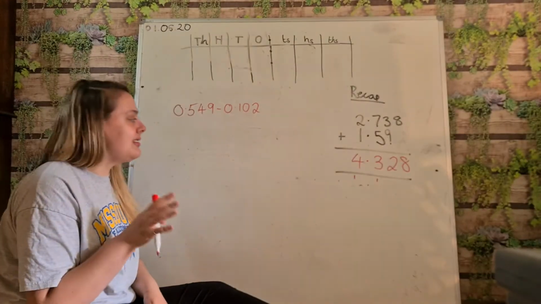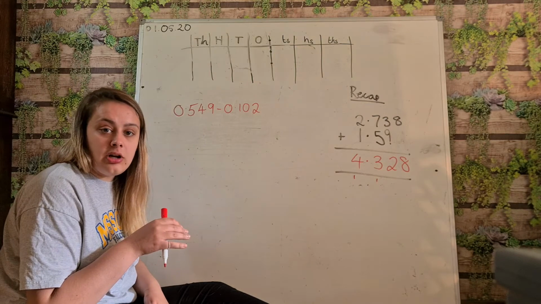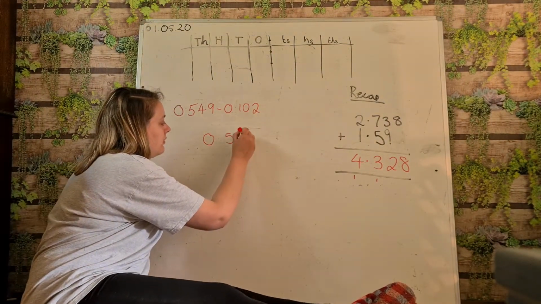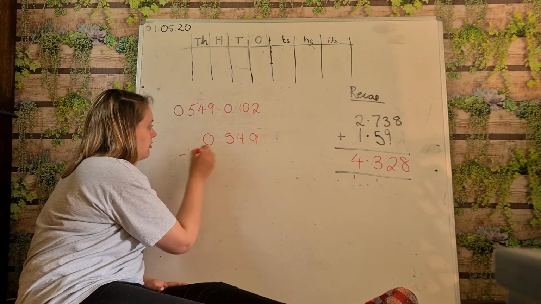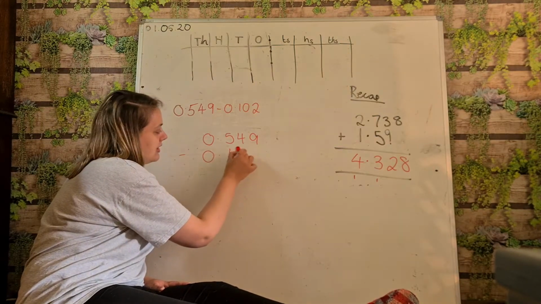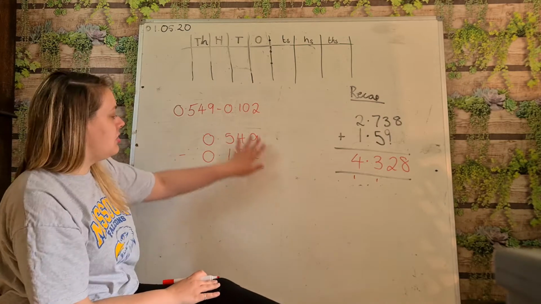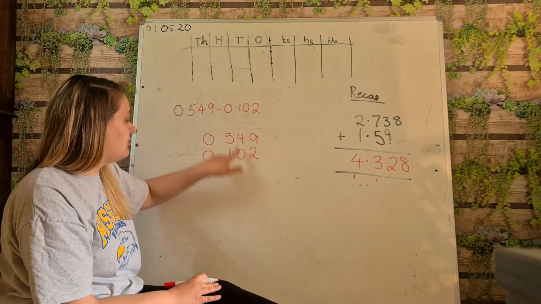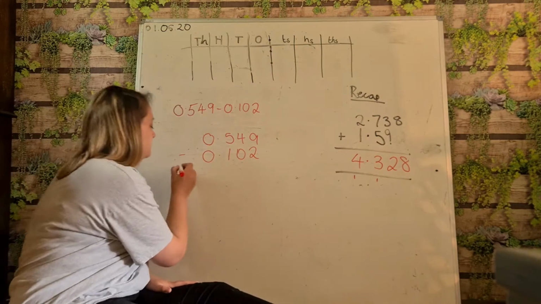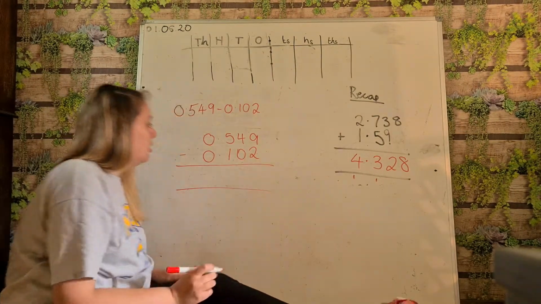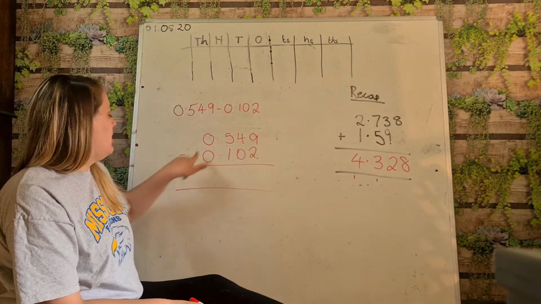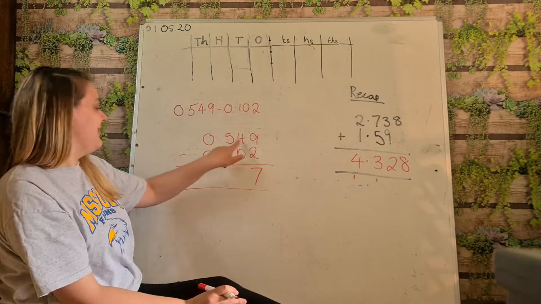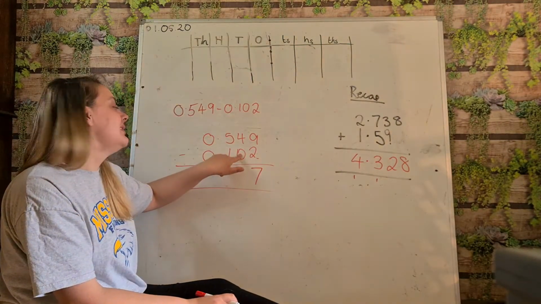So it's exactly the same as we do normally for column subtraction. So we'd have 0.549 subtract 0.102. Again, making sure that place value is correct. So I've got my thousandths, my hundredths, my tenths, and my ones. So start off over here. 9 take away 2, 7. Fabulous.